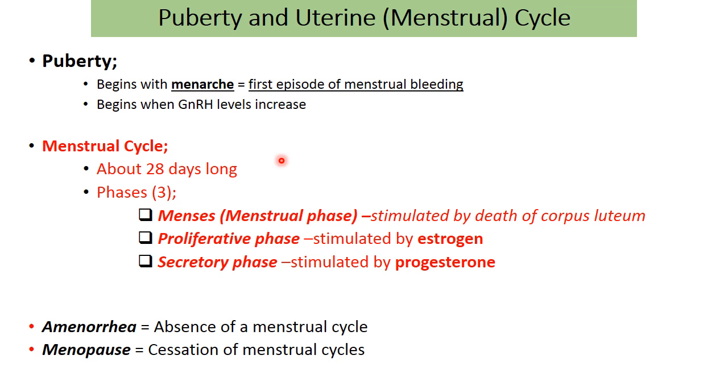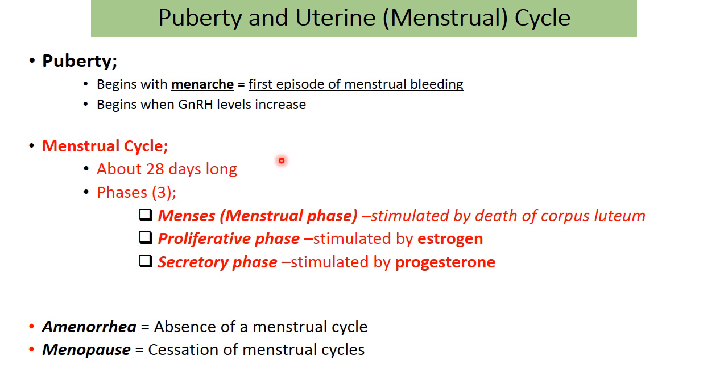And this is primarily stimulated by the hormone estrogen. And the third phase, from days 14 to days 28, will be the secretory phase, and this phase is stimulated by the hormone progesterone that's being secreted by the corpus luteum.